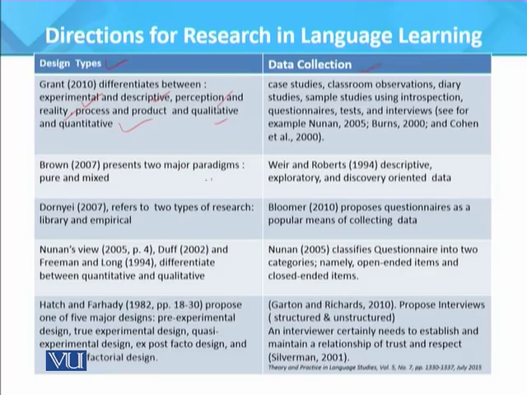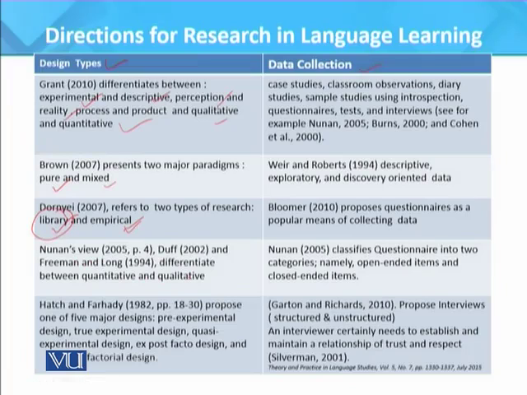Brown presents 2 major paradigms, pure and mixed. He thinks that either you follow one particular pure aspect of design, or you can have a mixture, a mixed method design, to come up with certain findings of a research. Donne refers to 2 types of research, library or empirical. Library is mostly the information or sources available, and empirical is when you are actually testing or following some experimentation.